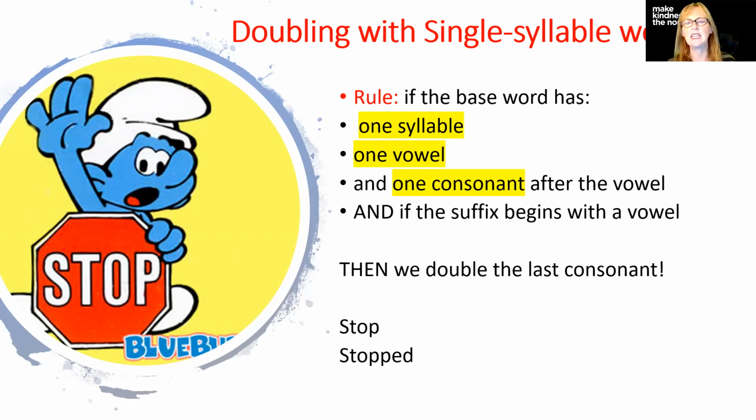And then we're going to add the ED. That suffix begins with a vowel. It begins with the letter E. So the suffix ed begins with the letter E. So we've taken this one syllable word with one vowel and one consonant after the vowel, and we know the suffix starts with a vowel. So we're going to double the consonant P and then add on the ending. It's pretty simple, really. All right, and the same thing with stopping. We've done the same thing. We've doubled the P and added on ing. I is a vowel. That's what the ending started with, an I, another vowel.